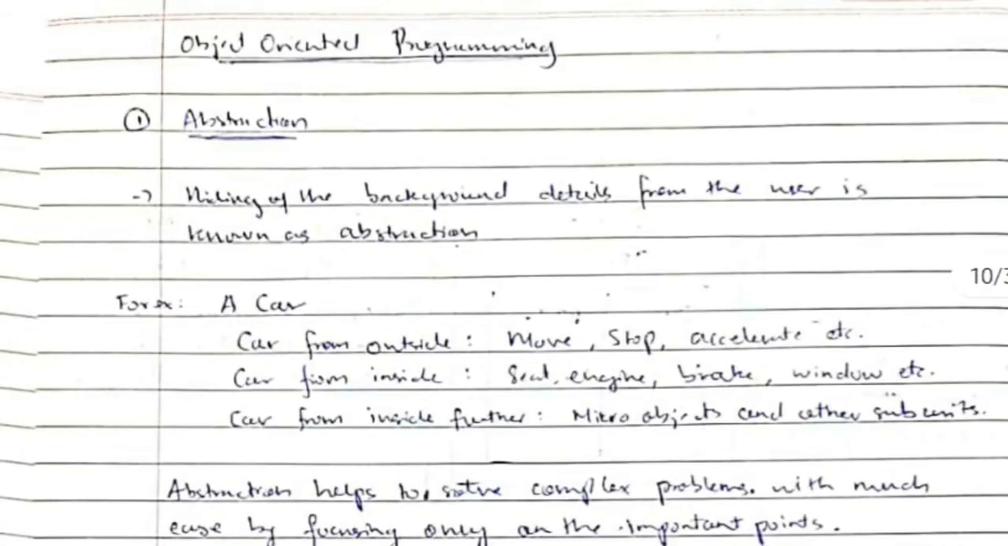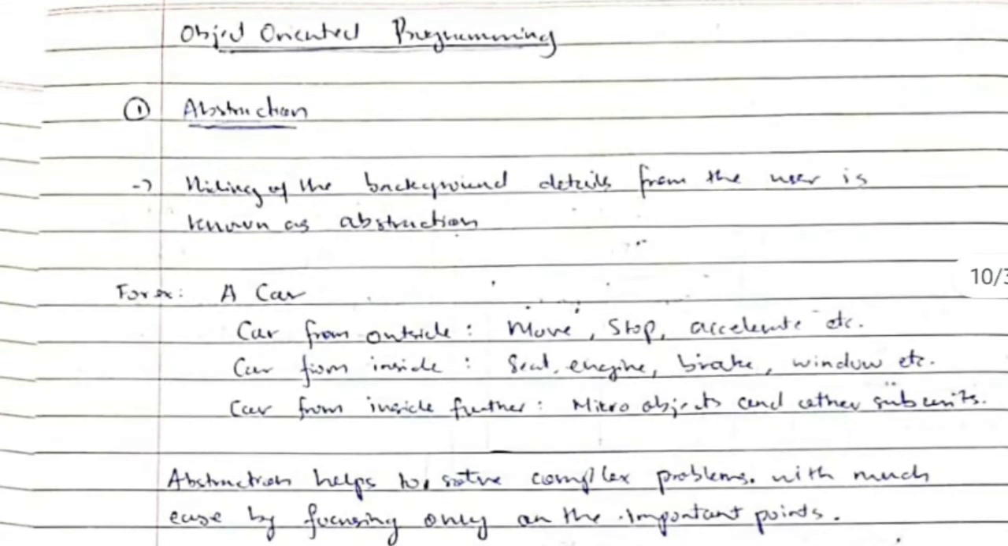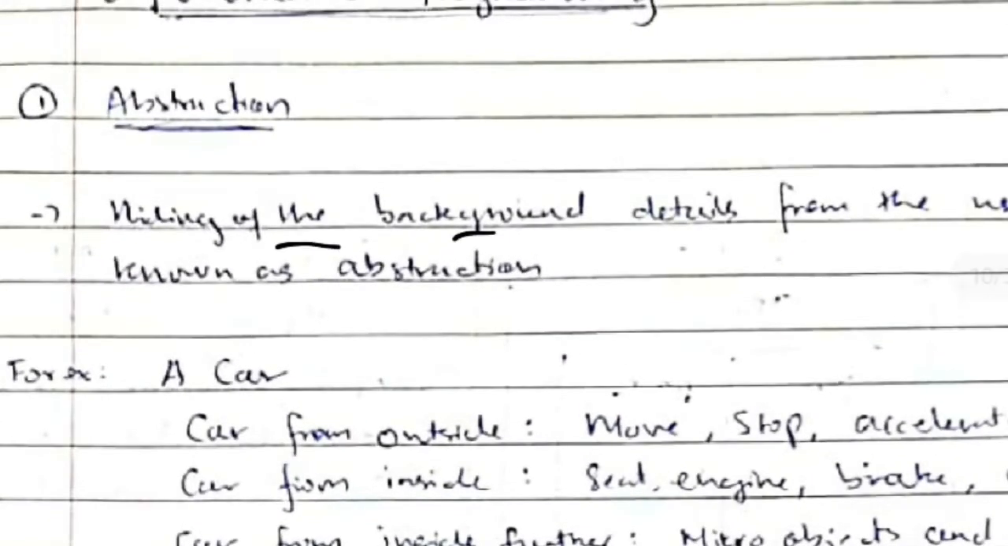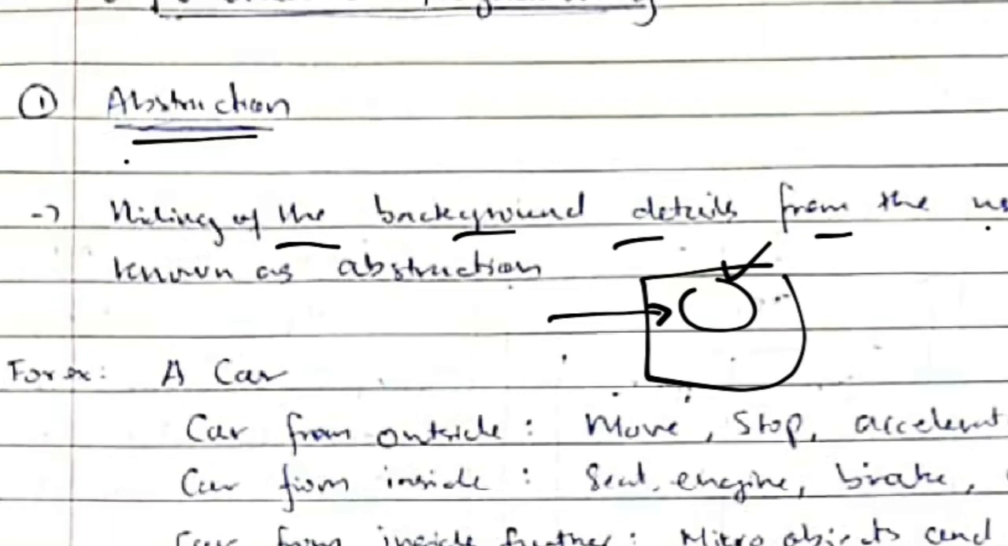Let's move on to the next topic, which is object oriented programming. In this we have 4 topics, which are abstraction, encapsulation, polymorphism, and inheritance. Let's quickly discuss what they are. In abstraction, it means hiding the background details from the user, so whenever you run a program, you won't be able to know how the program is written, right? So that's nothing but abstraction.